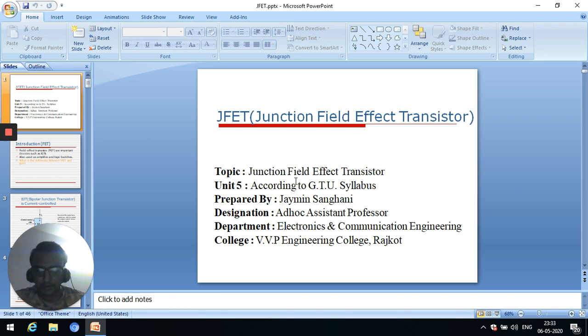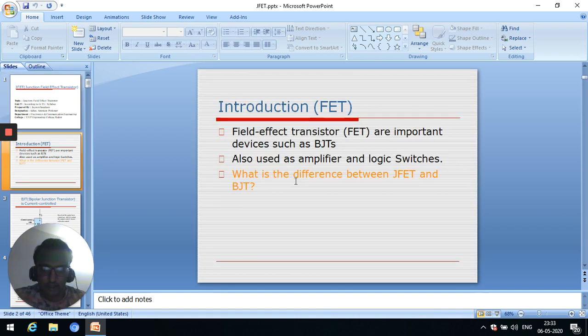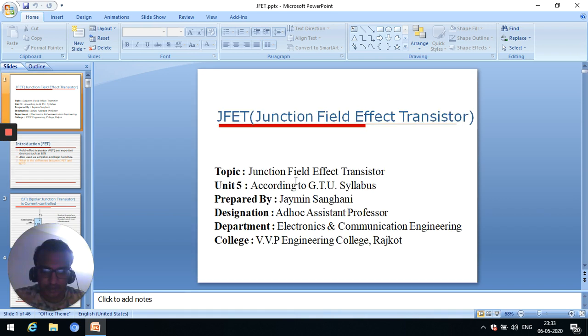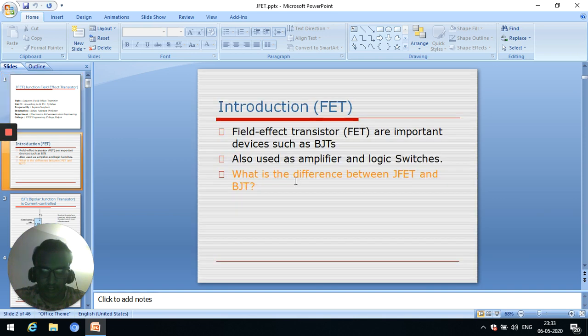Today we have discussed the concept of JFET, junction field effect transistor. Myself, Chaimin Sankane, first of all from BVP Engineering College. See this, what is the difference between JFET and BJT that I have discussed here. And what is the application of JFET? It can be used as an amplifier and logic switch.